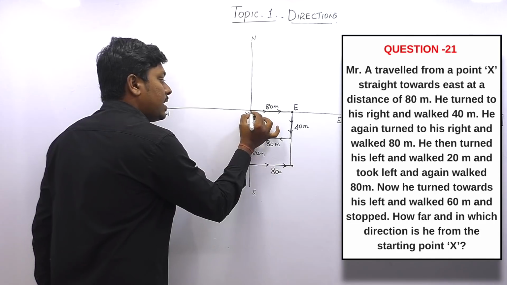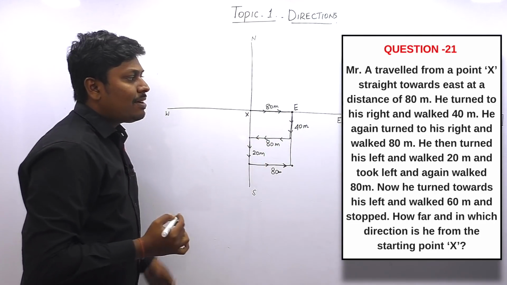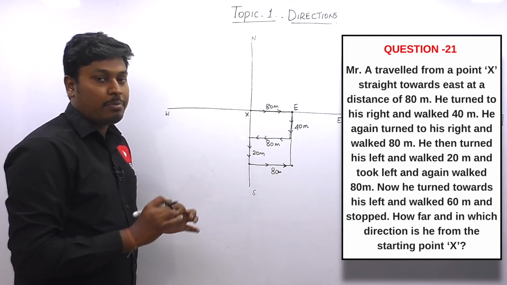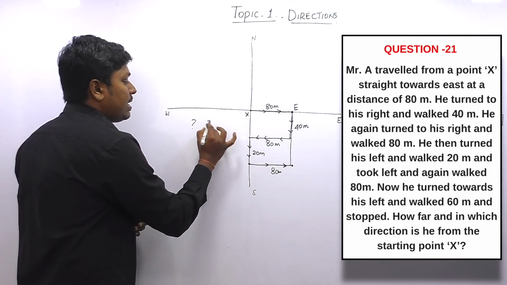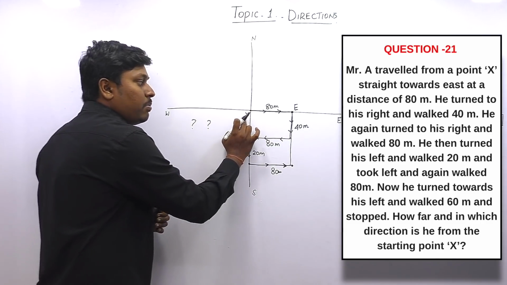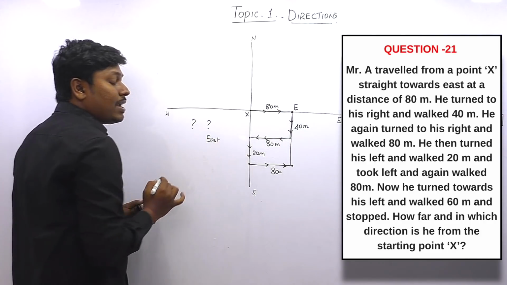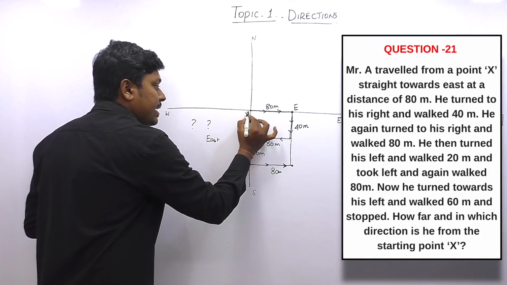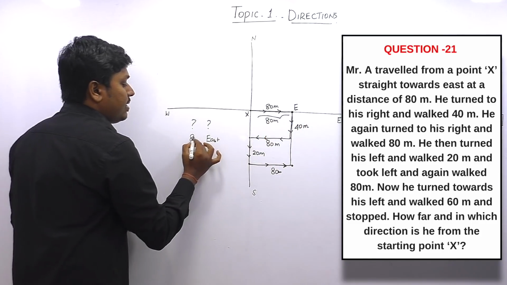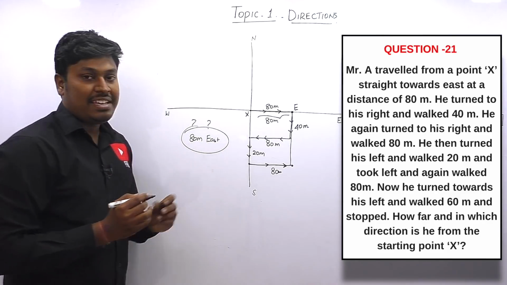So we can say the starting point and ending point exactly lie on the east. So what is the question? How far and in which direction is E from the starting point? They are asking two questions. One is the distance and second is the direction. So from the starting point, the ending point is in the direction of east. Now our target is to find the distance. So from the starting point, the ending point is at a distance of 80 meters. So finally, the answer for question number 21 will be 80 meters east.